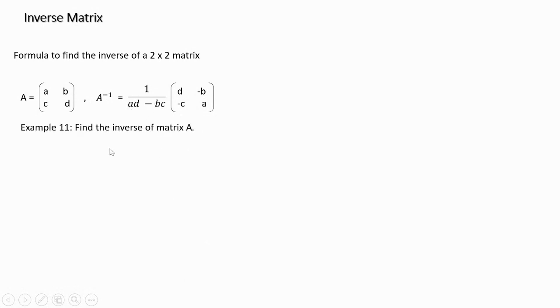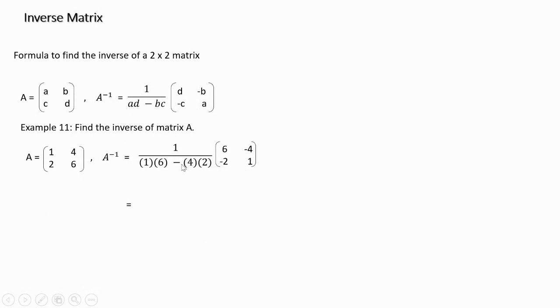Okay? So example 11, find the inverse of a matrix A. Okay? So what's my inverse? I believe it's the same matrix as before. So it's going to be 1 over 1 times 6 minus 4 times 2. And then the one in the right, the one in the 6, we switch them. 6 goes here and 1 goes there. And for the B and the C, which is the 4 and the 2, all we do is switch the signs. Okay, that's how you apply the formula for the inverse of a 2 by 2 matrix.